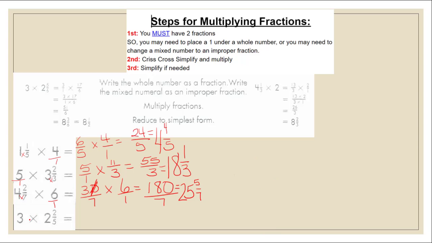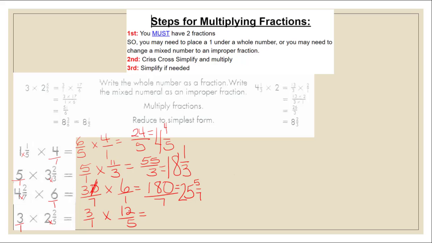Okay, last one. 3 wholes times 2 2/5. So I need a 1 underneath that 3 wholes. Change the mixed number to an improper fraction. 2 times 5 is 10, plus 2 is 12 fifths. So I have 3 over 1 times 12 fifths. So I have 2 fractions. Can I crisscross simplify? No. So I can go ahead and multiply.